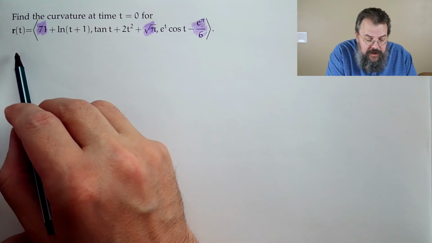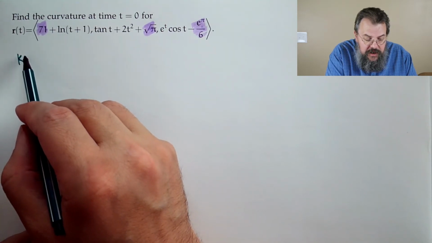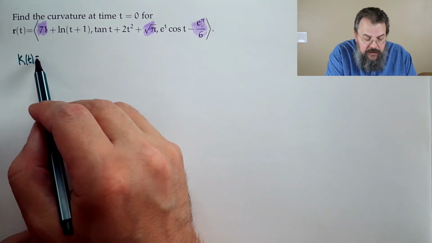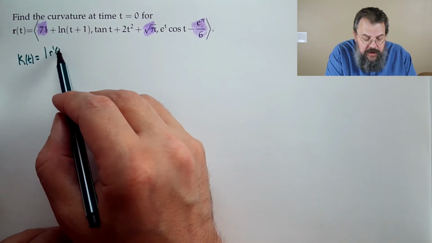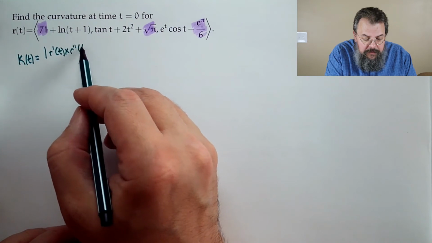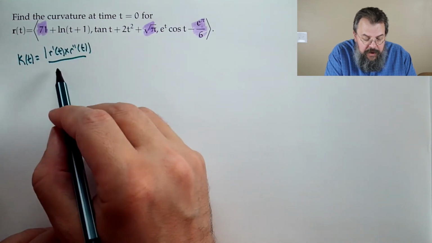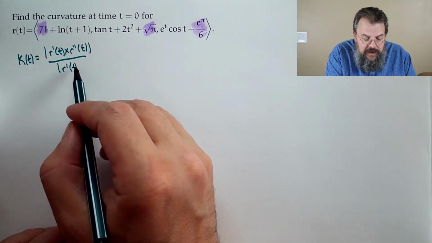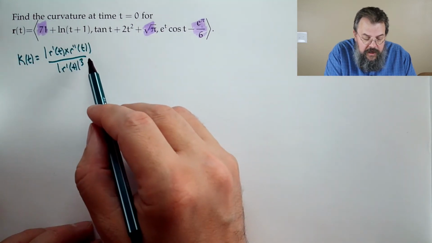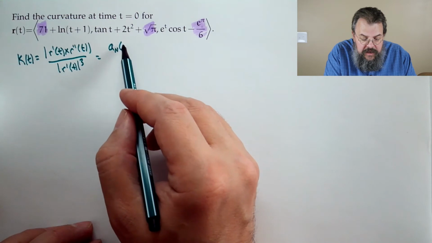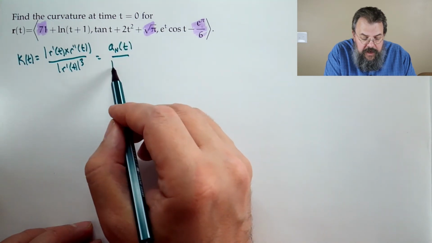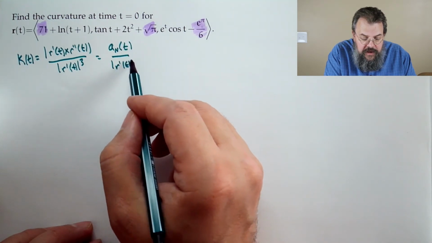Well, we need to compute the curvature, right? So curvature we have as what? Well, there's two ways to do it. You can do the magnitude of r prime cross r double prime divided by the magnitude of r prime cubed, or you could say, look, I'll find a sub n as a function of t and divide by the magnitude of r prime squared.